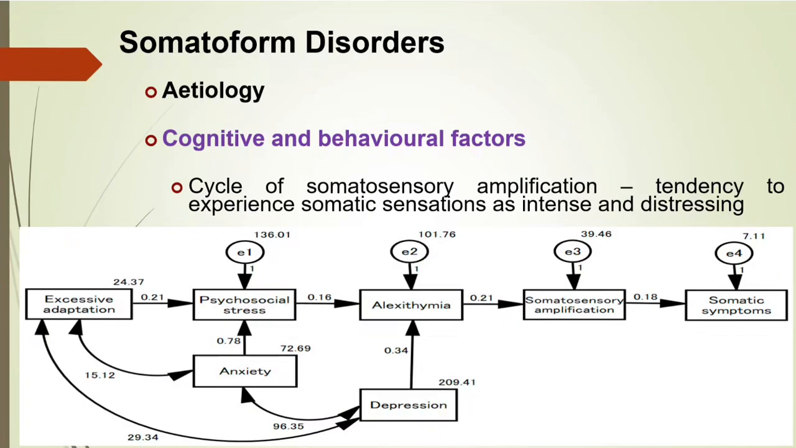Another theory is cognitive and behavioral factors. You have learnt about the cognitive and behavioral theory in your psychology class on learning theories. What it says is that a cycle of somatosensory amplification leads to a tendency to experience somatic sensations as intense and distressing. You can see in the figure there are lots of interchangeable expressions of anxiety, depression, stress, and that leads to alexithymia, and there is somatosensory amplification which leads to somatic symptoms.